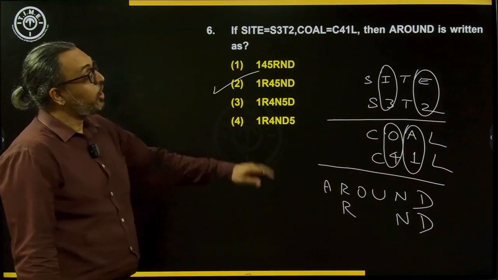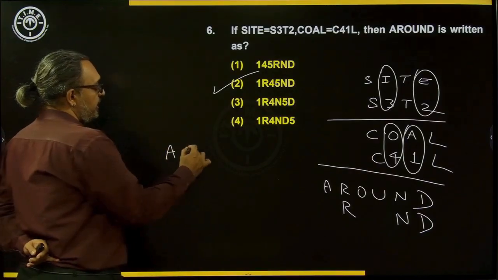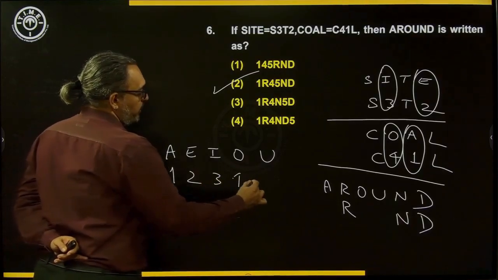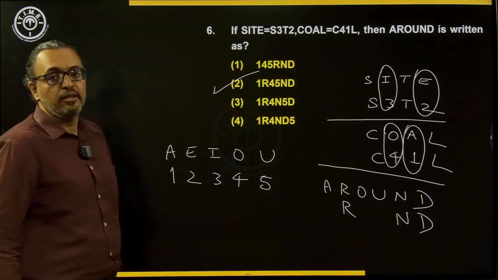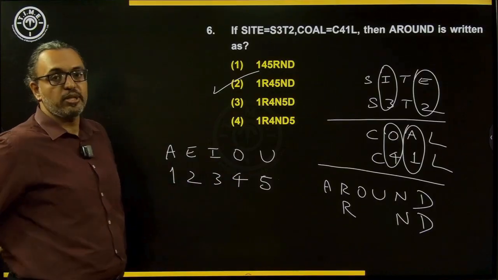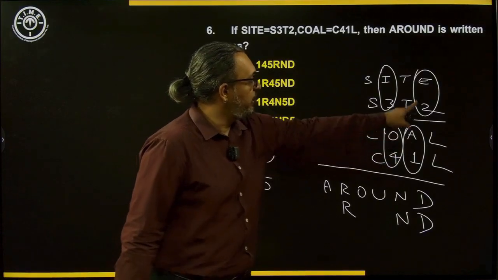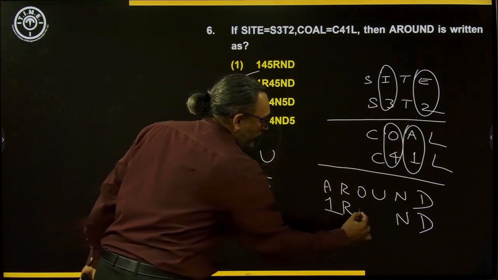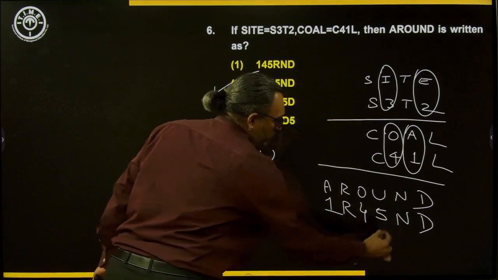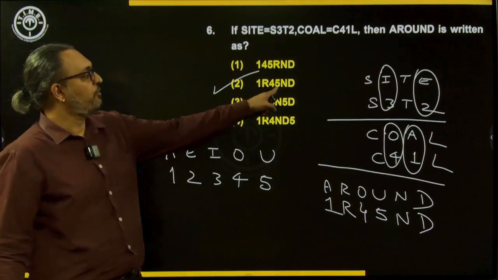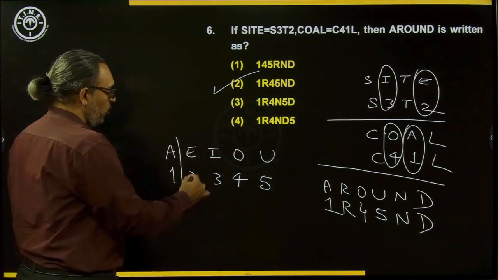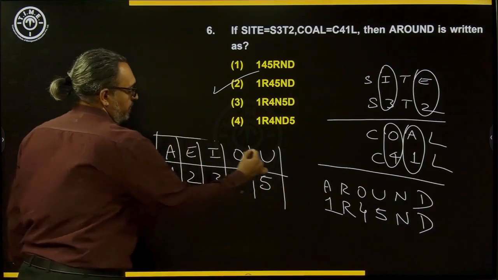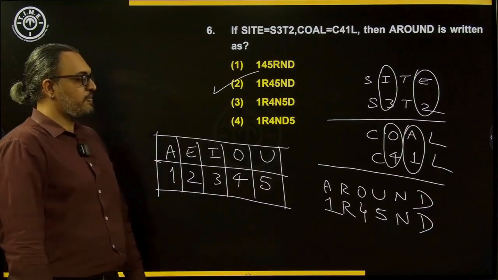Correct? But what is the logic for the vowels? He is taking the vowels in alphabetical order and giving the numbers 1, 2, 3, 4, 5. That is why A is 1, E is 2, I is 3, O is 4. So A is 1, O is 4, U is 5. So 1R, 4, 5, ND. See, 1R, 4, 5, ND. So that is the code used for vowels.